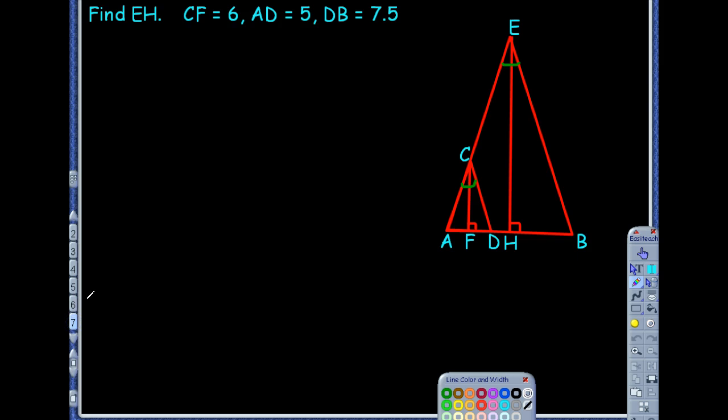Okay. It says find EH. So we're finding the length of EH given all of this stuff. Okay, so let's mark our picture.